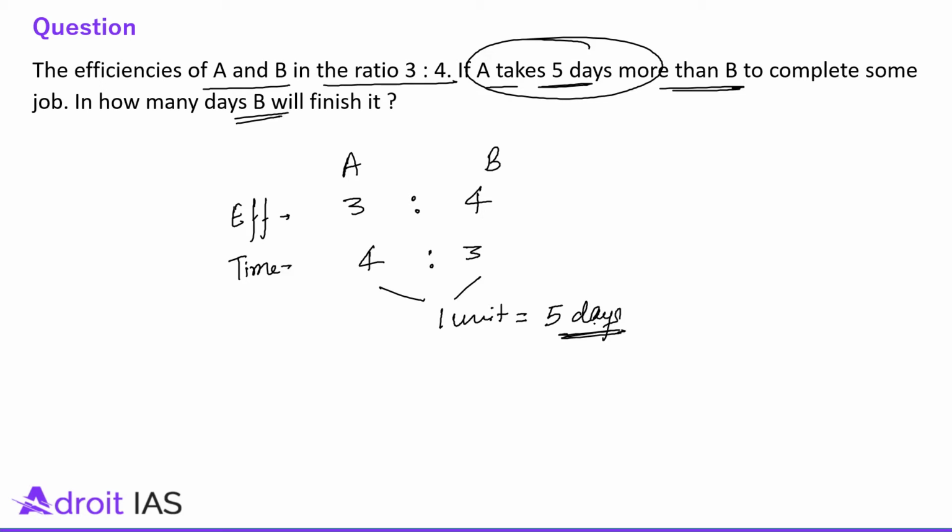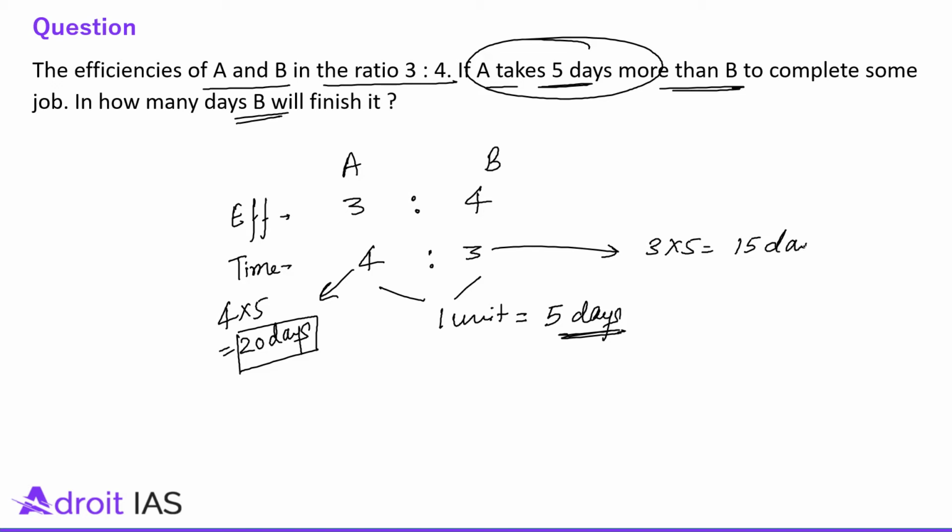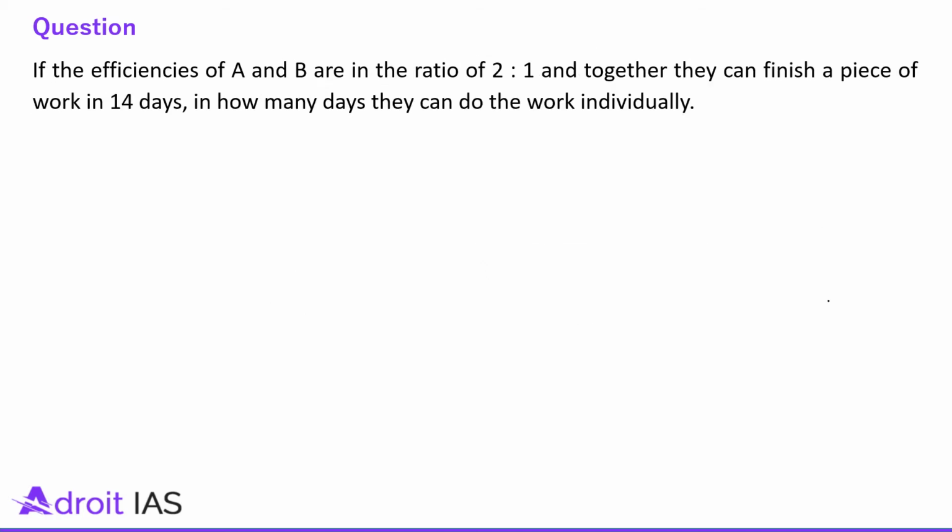So 1 unit is equal to 5 days, so 4 units is equal to 4 into 5, which is 20 days, right? And 3 units is equal to 3 into 5, which is 15 days. Right everyone, this is the answer. So A is taking 20 days to finish that work and B is taking 15 days to finish that work, right? It's a very good approach to solve these types of questions. Okay, now let's talk about the other one.